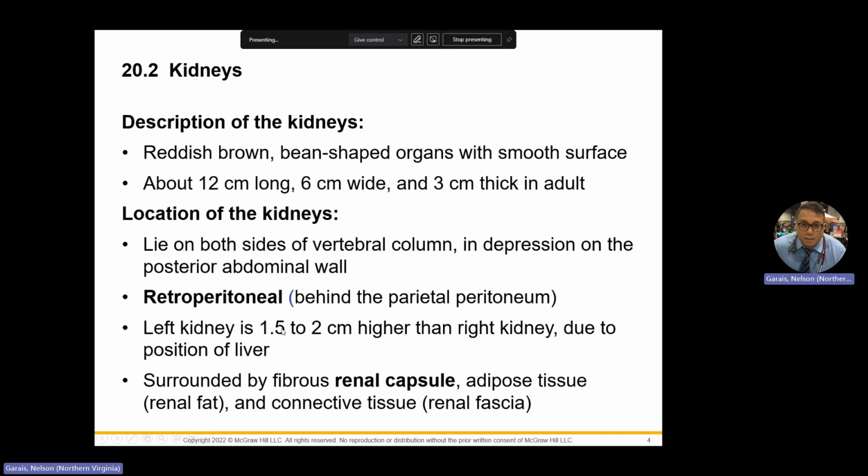So you can see how important your kidneys are due to their location in the posterior abdominal wall, behind the retroperitoneum, and then you have three things here to shroud or protect your kidneys: renal fascia, renal capsule, and adipose tissue, also known as renal fat.